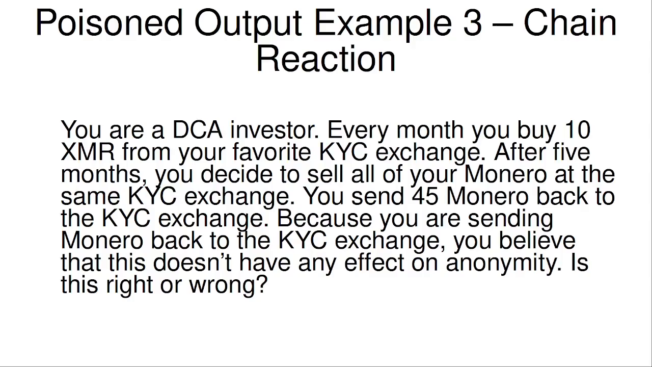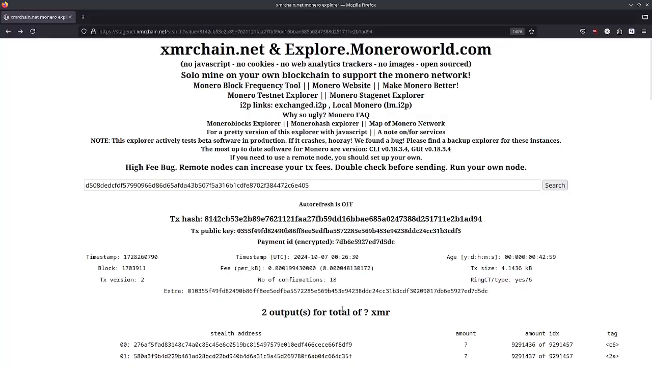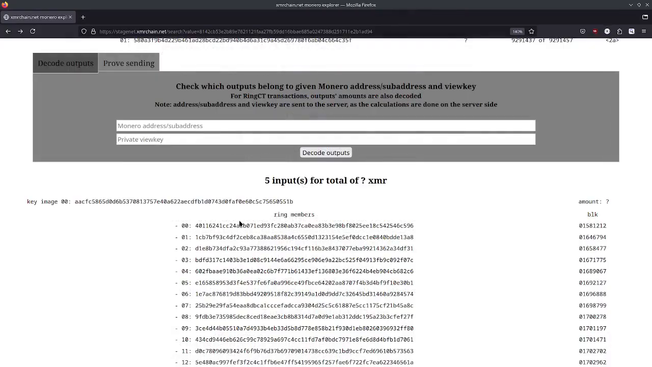So the thing is, let's pull up our transaction here. Technically speaking, you're just following the law. You're sending it back to the KYC exchange. You're going to pay your taxes, right? The problem, though, is that you are actually hurting the anonymity of everybody else using the Monero network.